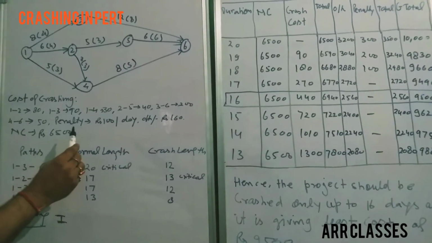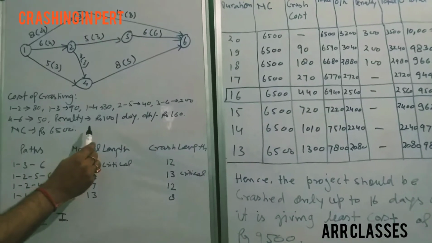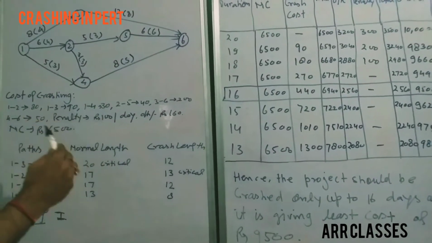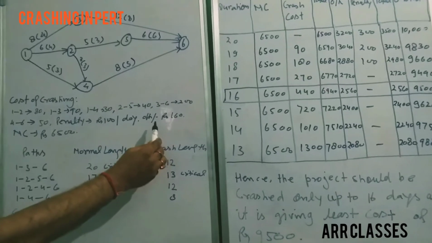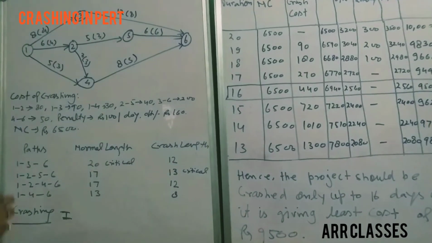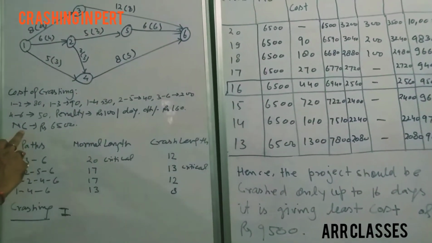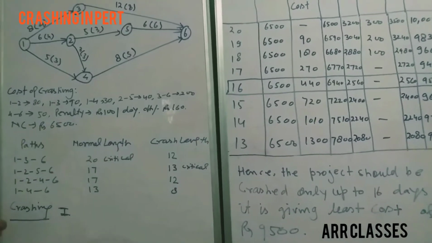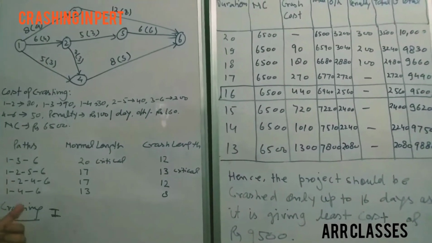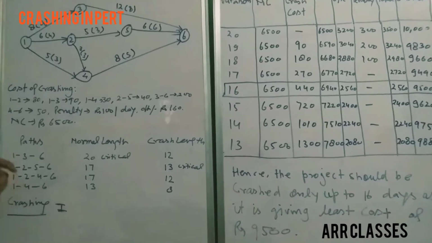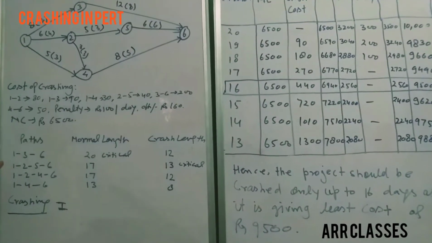Penalty over 17 days, rupees 100 per day, is given. Overhead cost rupees per day is also given, and the normal cost of the project is also given. Today I will focus only on crashing, that is, how to crash a particular activity.